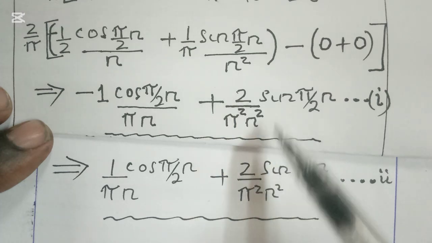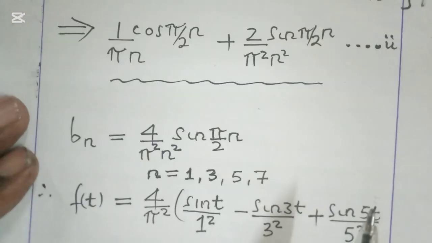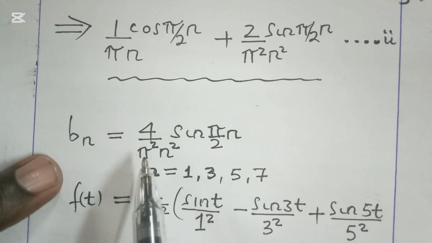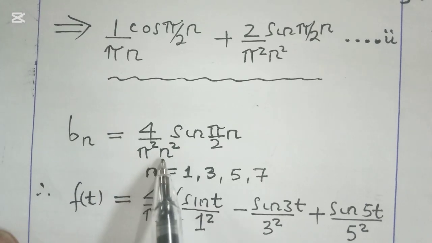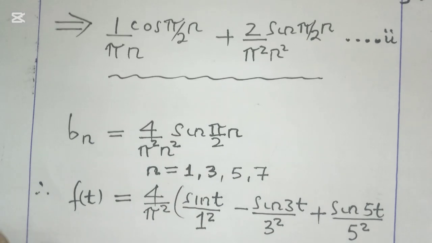So this is now going to be 4. And so therefore, guys, we are going to be left with this. We are now going to be left with 4. That is, Bn is going to be 4 over pi squared n squared sine pi over 2n.